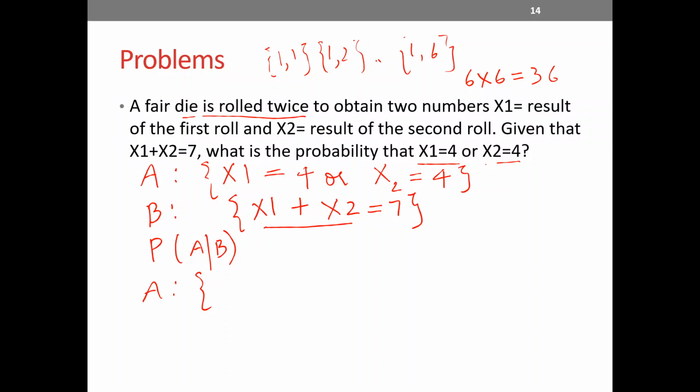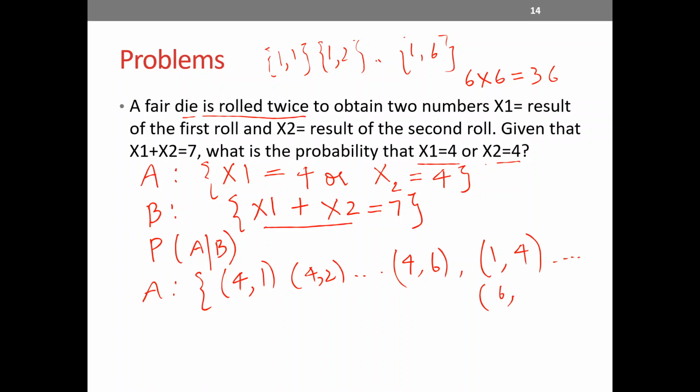A is either x1 is 4 or x2 is 4. So it could be 4 with 1, 4 with 2, and so on up to 4 with 6. And then it could be 1 with 4, so 4 could be the first one or the second one, and so on up to 6 and 4. So essentially A will have 12 possibilities. So there are 12 possible ways of having A, the cardinality of A in this case. So that's 12.